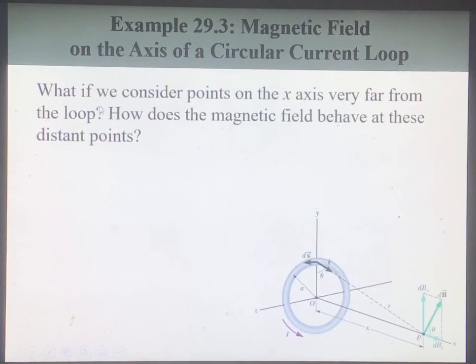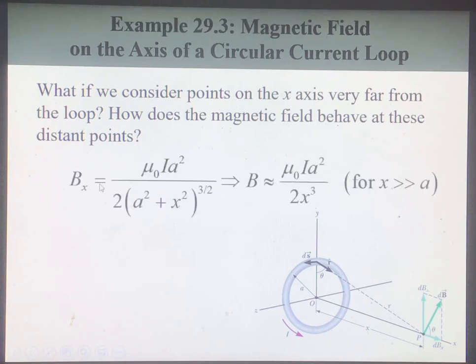All right. Now, what if I'm interested in calculating the magnetic field at a point on the x-axis that is very, very far away from the loop? If you want to calculate a magnetic field at a point that is very far away from the loop, the distance x has to be way, way larger than the radius of the loop. When x is way larger than the radius of the loop, all of this equation here is just going to simplify to this expression right here.